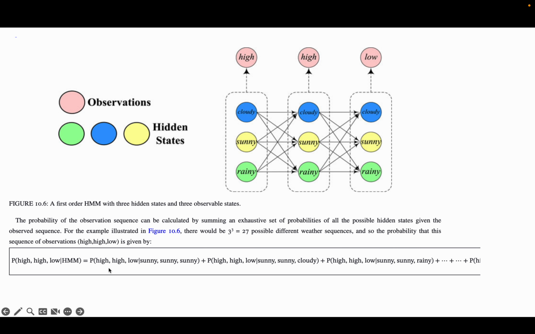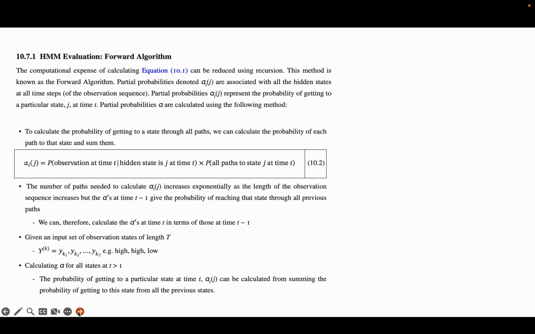So you would take the probability of high, high, low with sunny, sunny, sunny, and add the probability of high, high, low with sunny, sunny, cloudy. And so you would then be doing what's referred to as an exhaustive set of all the probabilities. And then that would give you an idea of the most probable sequence. Now that's a very computationally expensive process because any exhaustive process is very computationally expensive.